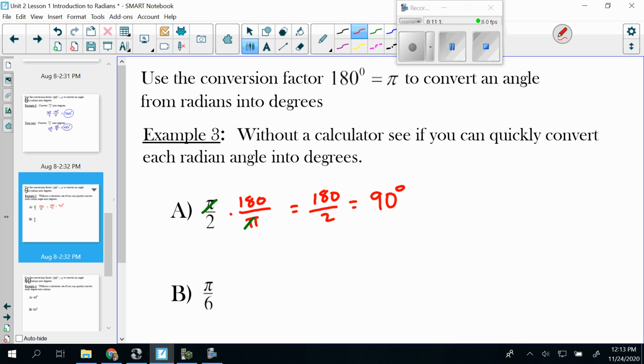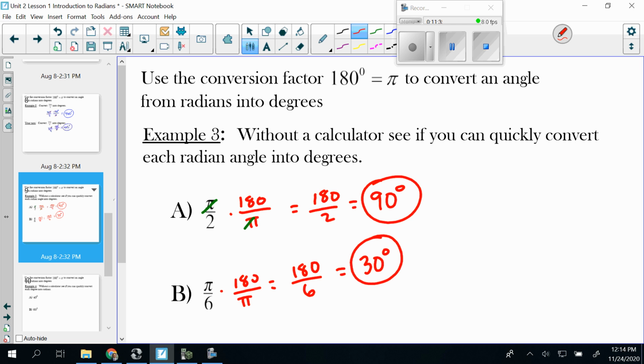Same with this next one. Looks like we'd want to do the same conversion factor here, 180 over pi. Our pi's cancel, so we'd end up with 180 divided by 6. That one, you could almost think of the 0 not being there. If you just had 18 divided by 6, that'd be 3. So if we put the 0 back on, this is going to be 30 degrees. Okay, so some of these are very easily done just in your head.